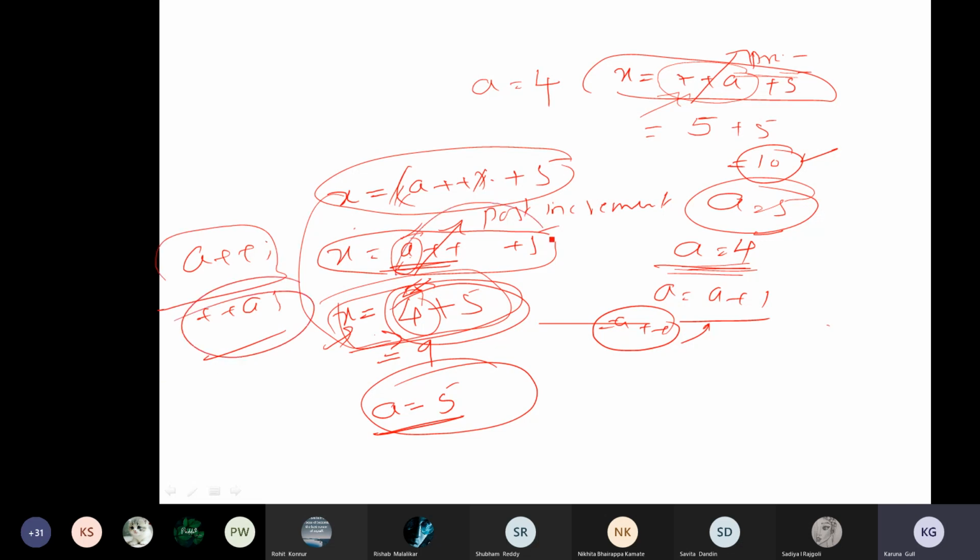But if it is part of the expression, then it is going to take care of that. So it first takes this value and evaluates the expression, then it increments the value of a. But if it is like this, first it increments the value of that particular variable, then the incremented value is taken for the evaluation.